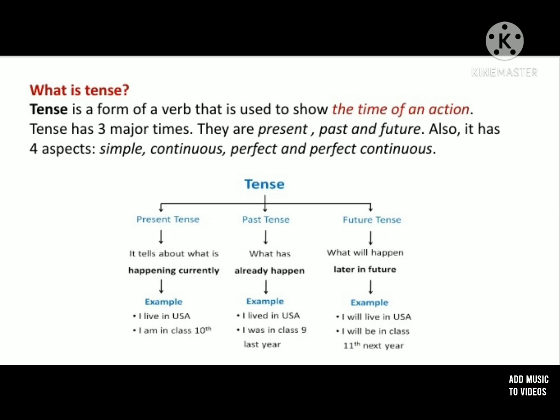The first tense, present tense, tells about what is happening currently. That means what is happening now. For example, I live in USA. I'm in class 10. The next one, past tense. What has already happened. For example, I lived in USA. I was in class 9 last year.